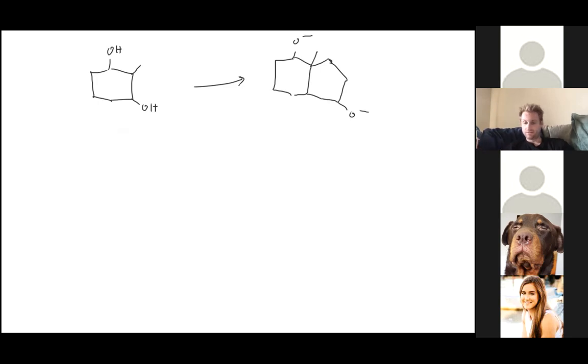So I'm going to give you guys till let's say 10:35 to try to do this synthesis. And then I'm going to draw out a second one for you guys to work through. If you get done with the first one, feel free to hop on the second one.